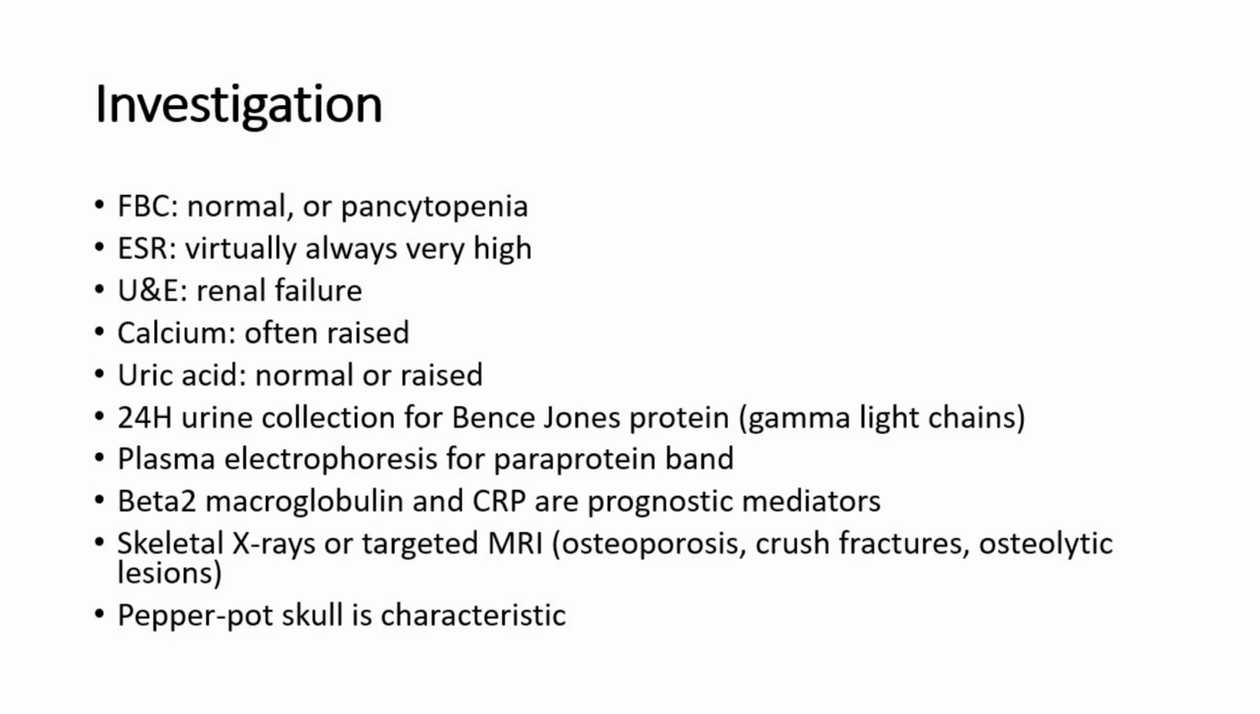24-hour urine collection for Bence-Jones protein or gamma light chains. Plasma electrophoresis for paraprotein band. Beta-2 microglobulin and CRP are prognostic markers. Skeletal X-rays, or targeted MRI, in cases of osteoporosis, crush fractures, and osteolytic lesions. Pepper pot skull is a characteristic finding.